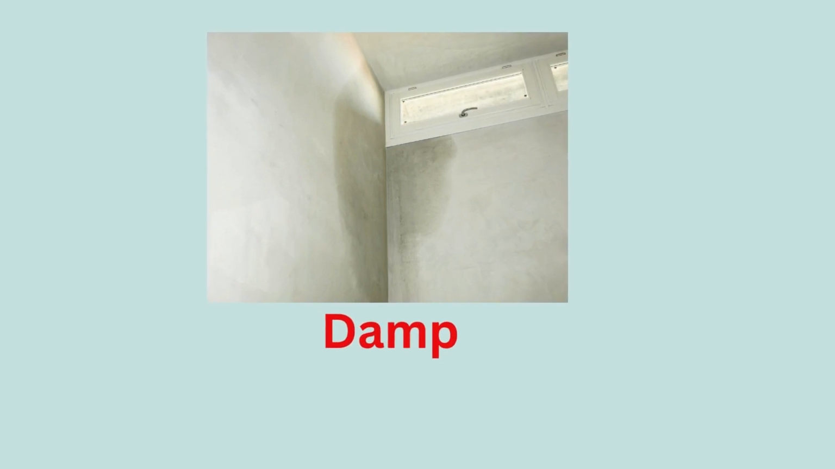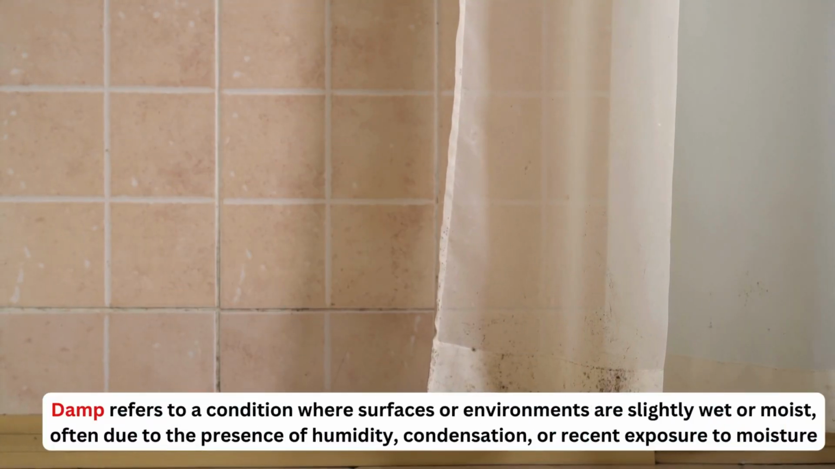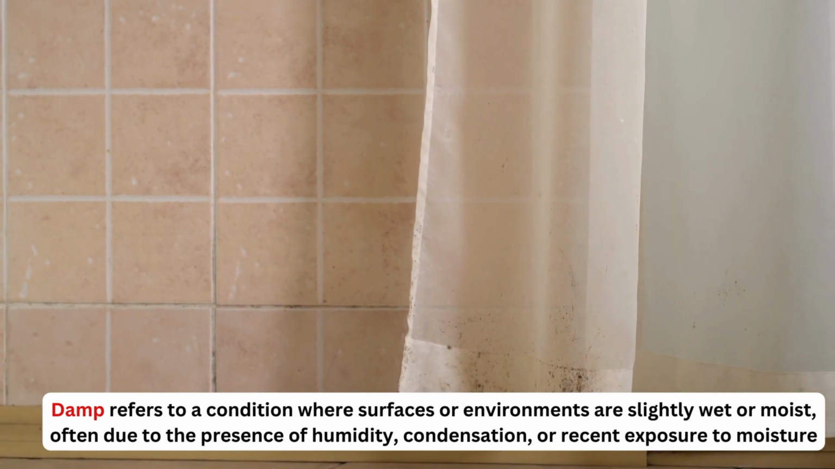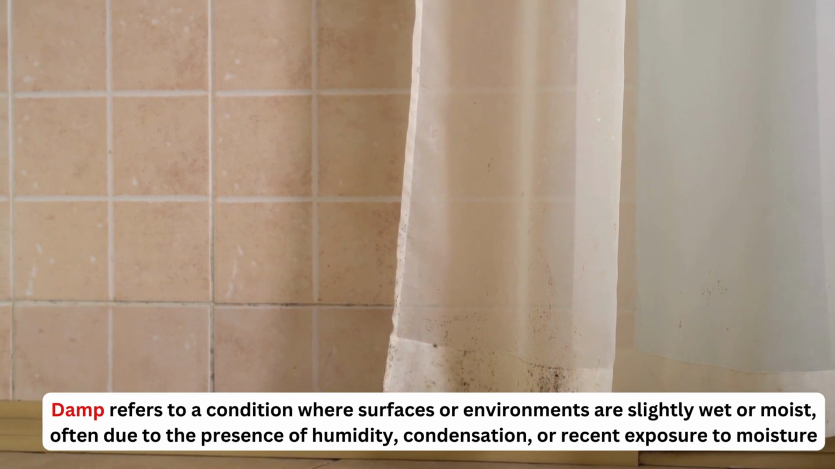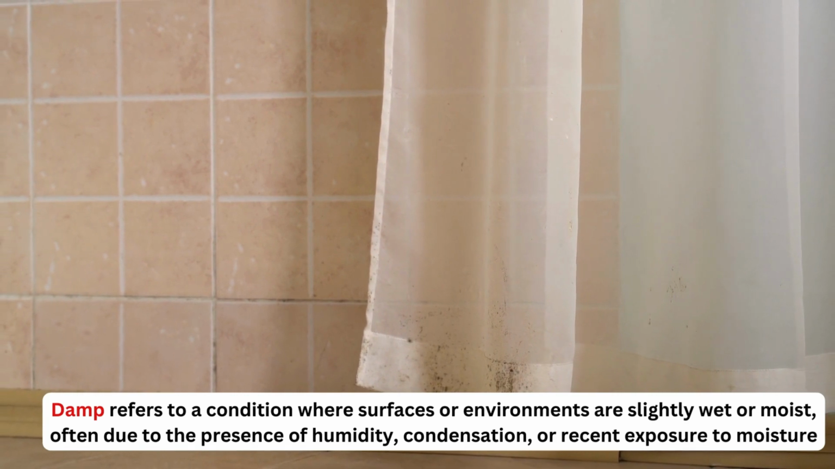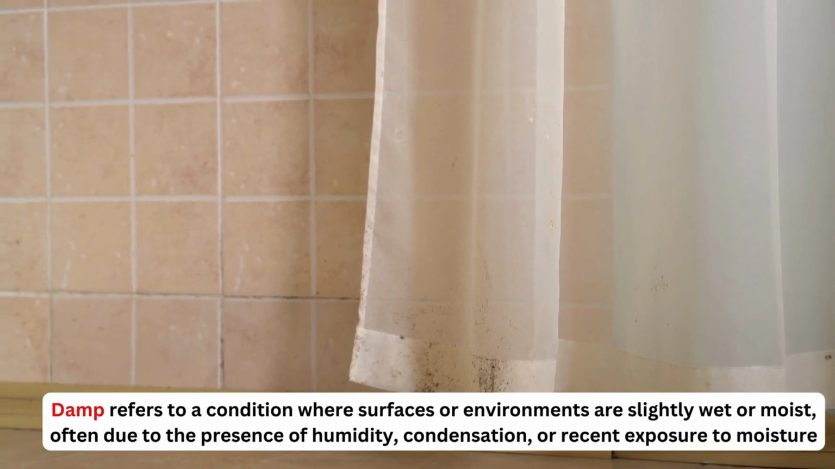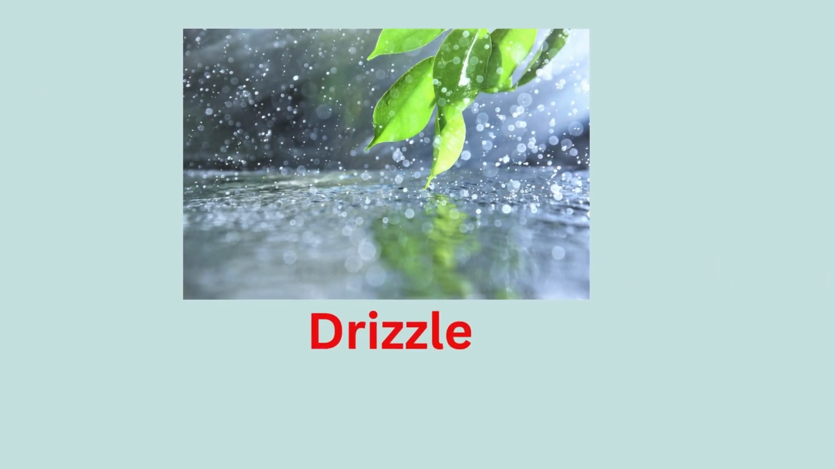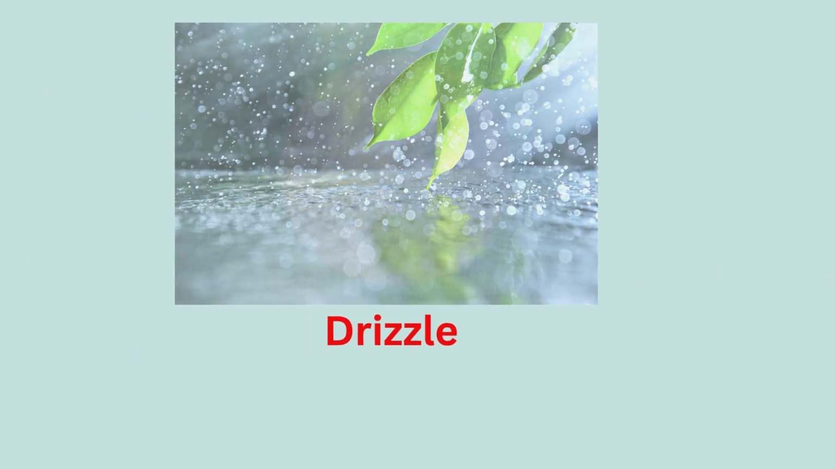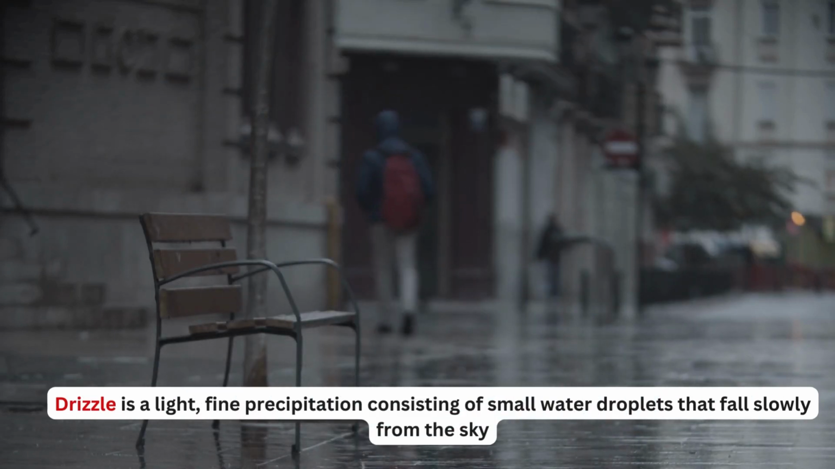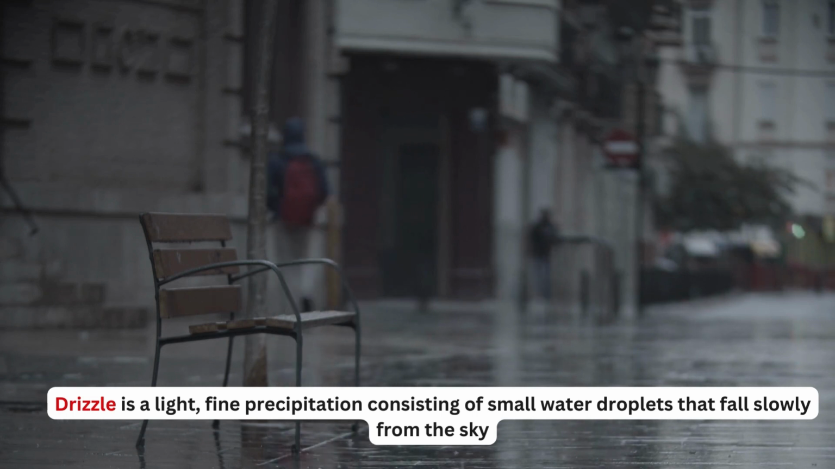Damp. Damp refers to a condition where surfaces or environments are slightly wet or moist, often due to the presence of humidity, condensation, or recent exposure to moisture. Drizzle. Drizzle is a light, fine precipitation consisting of small water droplets that fall slowly from the sky.